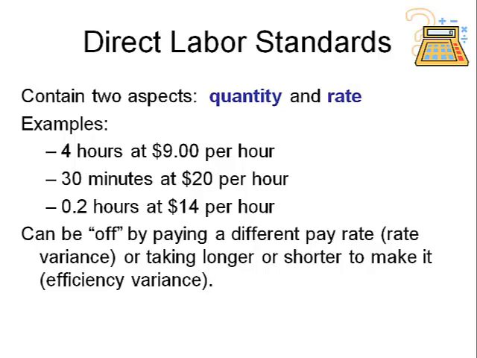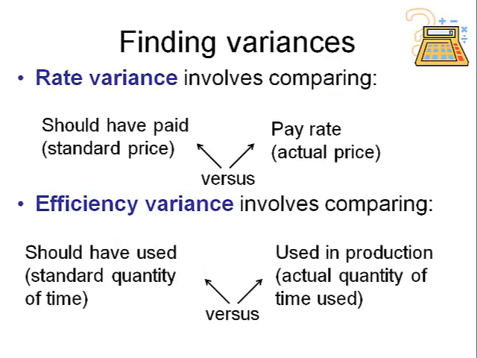So you can be wrong in a number of ways. You can be wrong by spending too much time or too little time. You can be wrong by paying at a higher or lower rate, or actually you can be wrong by both. The two variances for labor are rate variance and efficiency variance, and they parallel pretty nicely the price variance and the usage variance for materials. So the rate variance is a price variance just for labor, and it compares, just like with materials, the rate you should have paid with the rate you did pay.